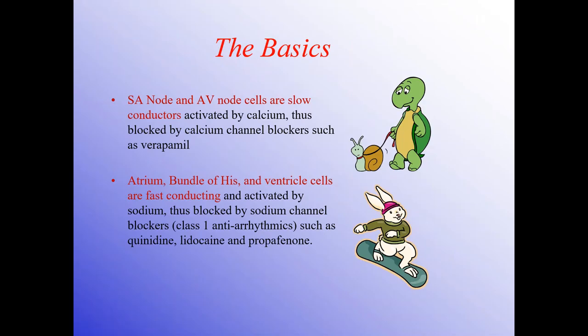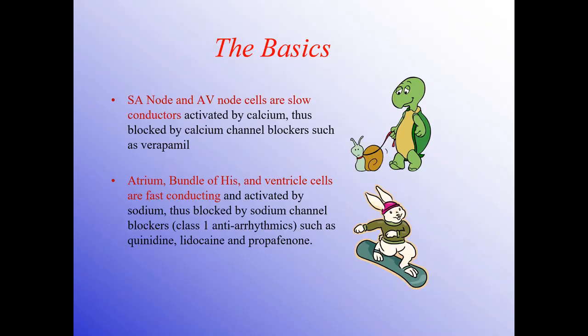The SA node and the AV node, which are the driving cycles of conduction, are slow conductors, and they're activated by the calcium channels. So calcium channel blockers like verapamil and diltiazem have very good control on the SA and the AV node. The atrium, the bundle of His and the ventricular cells are fast conducting systems, and they're basically affected by the sodium channels. So this is basic you need to understand. The SA node and AV node are better controlled by calcium channel blockers because they are more calcium dependent, while the atrium, the bundle of His and the ventricles are fast conducting systems, better controlled by the sodium channels.